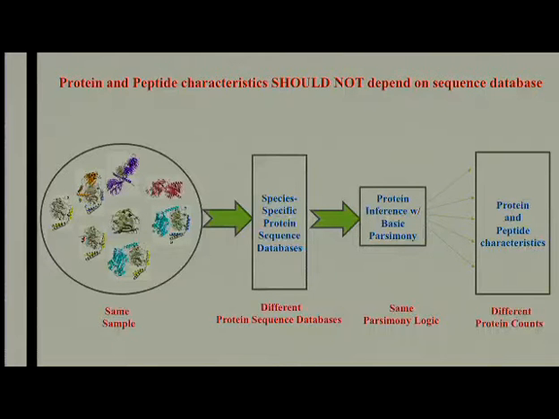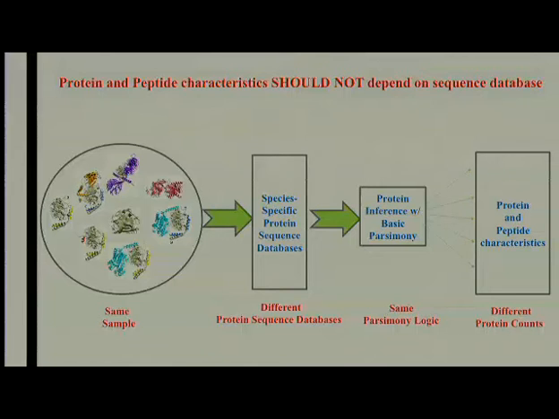For that reason, to overcome those shortcomings, we've implemented a clustering algorithm, which is in a sense an extension to the existing parsimony logic. And like I mentioned earlier, these algorithms group proteins that have high shared peptide evidence and low unique peptide evidence. So we wanted to see how applying this extended parsimony clustering would affect protein and peptide characteristics across sequence databases.